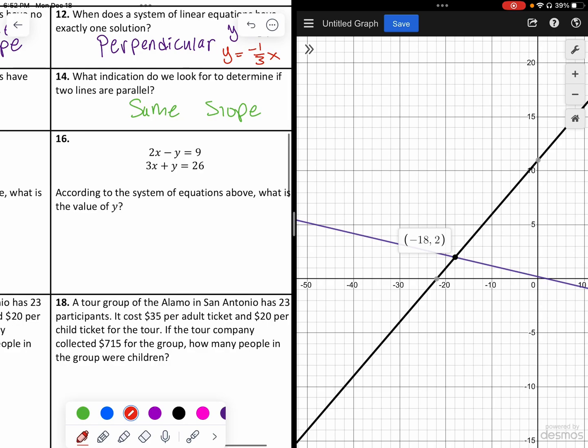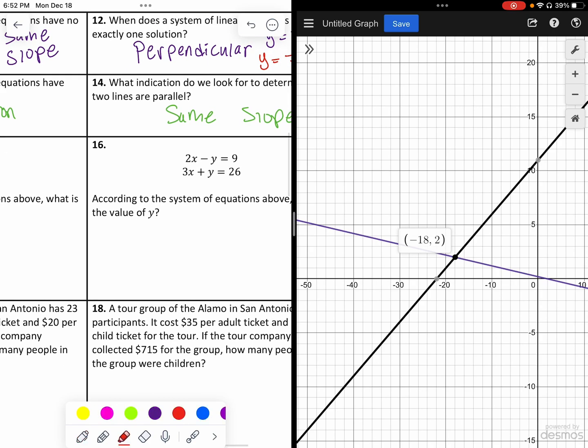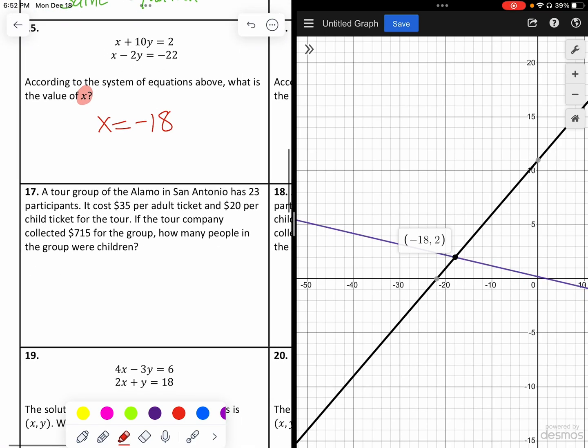And you would do the same thing on number 16, except in this case, number 16 is looking for the value of y. So if we had the same equations, which we don't, you would look at 2 for that part. So that is that.